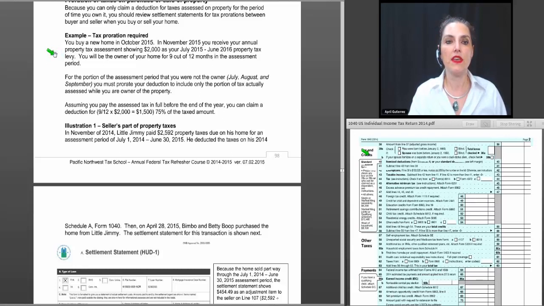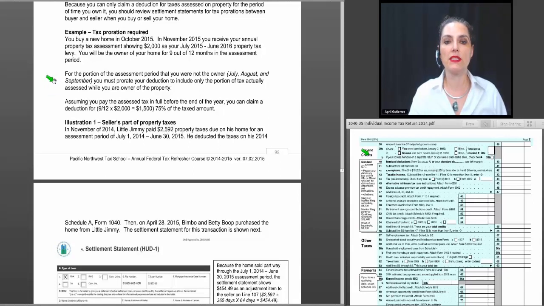You will be the owner of your home for 9 out of the 12 months in that assessment period. For the portion of the assessment period that you were not the owner, which is July, August, and September, you must prorate your deduction to include only the portion of tax actually assessed while you are the owner of the property. Assuming you pay the assessed tax in full before the end of the year, you can claim a deduction for 9/12 times $2,000, $1,500, which is 75% of the tax amount owed.